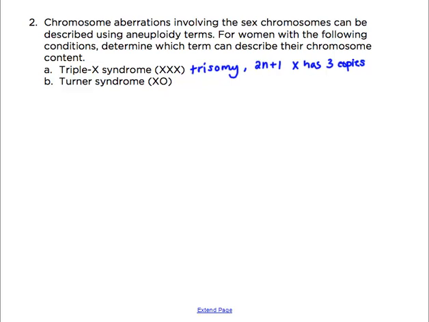For Turner syndrome, this is where a female has only 1 X chromosome, and it says XO, but that's really a 0, meaning there's no chromosome there. So this is what's known as monosomy. And this chromosome content can be written as 2n, which is the normal diploid content, minus 1, because you're missing one of the chromosomes from a homologous pair of XX. So X has only 1 copy. And I'll write for both of these something you know, but we might as well write it down: normally there's 2 X's for a female.